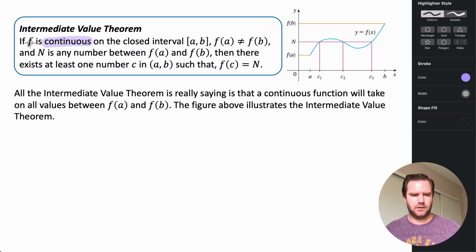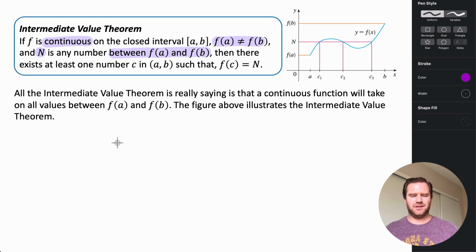Okay, so what is required here? First, f has to be continuous. We have to have f of a not equaling f of b. N needs to be between f of a and f of b. And if all of that happens, then we can say that there must be some number c in an open interval such that f of c equals n.